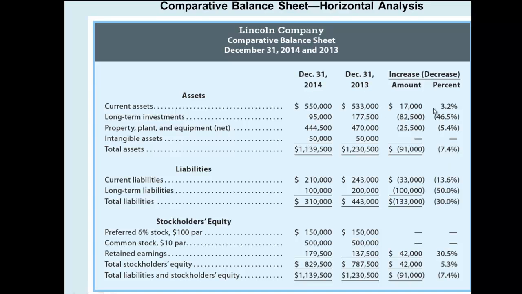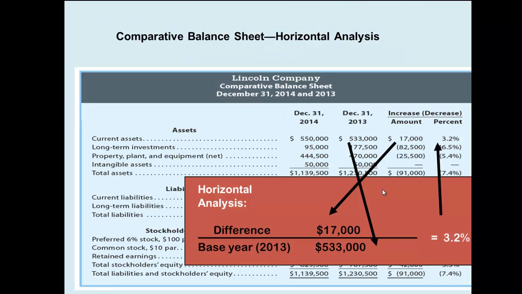So just how did I come up with this 3.2% increase number? Obviously, the difference between these two is going to be the $17,000. And we take this base year, December 31st, 2013, because we went from this base year to the second year. So we take the base year, put that in the denominator, and in the numerator we put the change amount. And so 17,000 divided by 533,000 gives us the 3.2% increase.